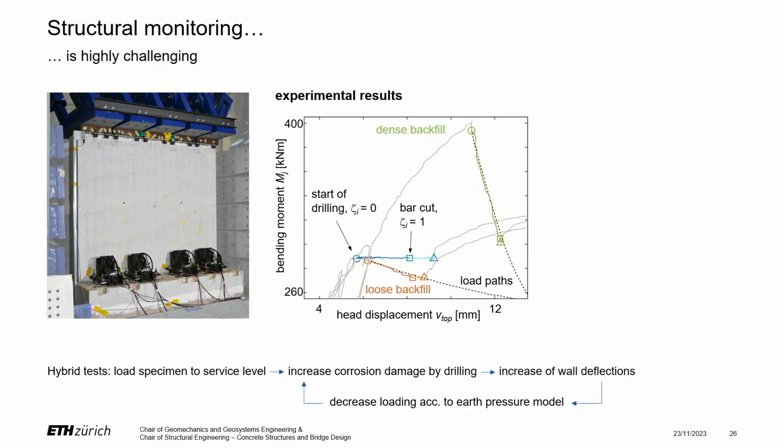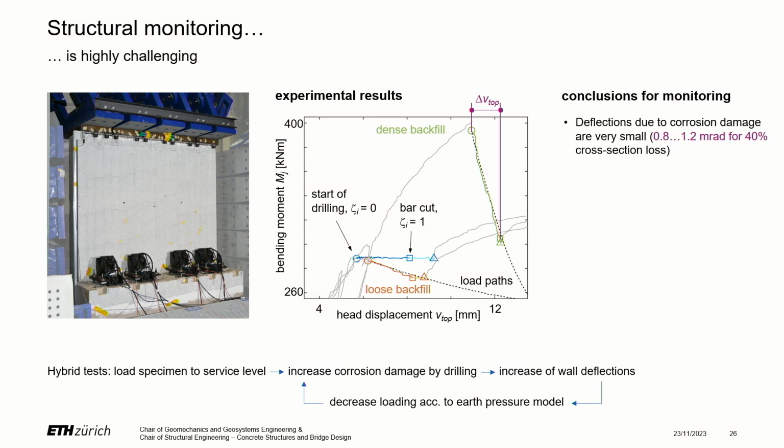These are experimental results. You see here for a loose backfill, we have this behavior. For a dense backfill, this one. We started to drill the reinforcing bar at the circle, and the bars were fully cut when we reached the square here. And the conclusion for monitoring was that the deflections due to the corrosion damage are really, really small. We speak about 0.8 to 1.2 millimeters per meter wall height for a cross-section loss of 40% on average. And normally, as we heard, we have 9% at the moment on average for most walls.